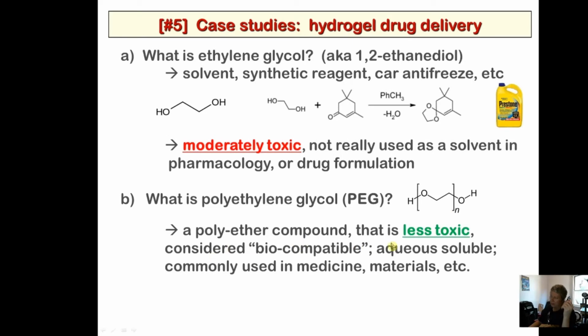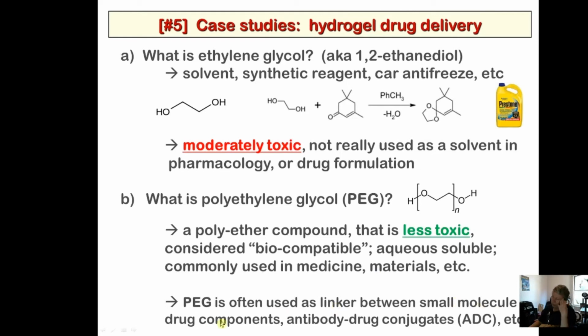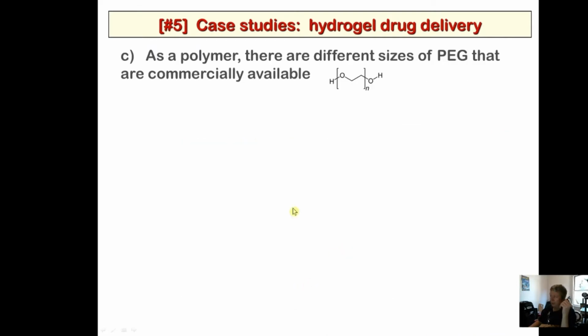It's a polyether compound. It's less toxic. You don't have to worry about it forming oxalic acid. It's biocompatible. It's aqueous soluble, so you can have long chains of these, and it's kind of like a long-chain aqueous soluble polymer. It's commonly used in medicine and material research, and there are a lot of uses of PEG. It's often used as a linker between small molecule drug components, maybe antibody drug conjugates, which we'll talk about later in this course, etc.